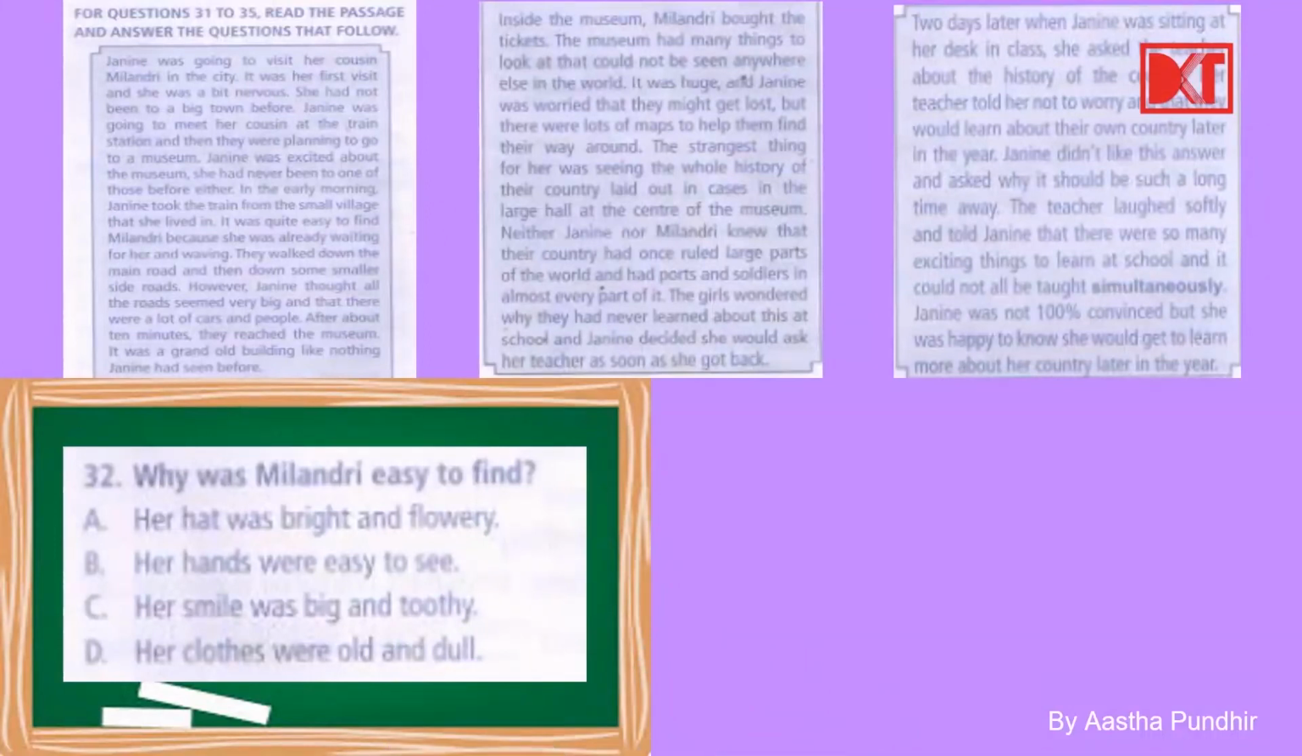Okay, why was Melandry easy to find? Her hat was bright and flowery, her hands were easy to see, her smile was big and toothy, or her clothes were old and dull. So here we saw that it was quite easy to find Melandry because she was already waiting for her and waving. So the answer is her hands were easy to see.